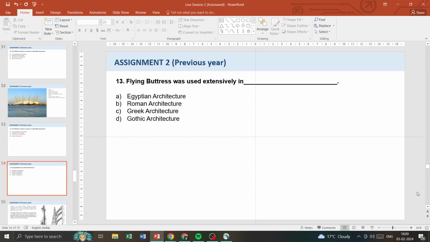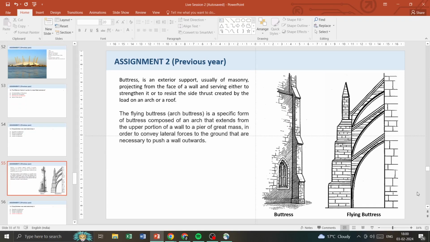Flying buttress was used extensively in Egyptian architecture, Roman architecture, Greek architecture, and Gothic architecture. So I'll just quickly explain what is flying buttress. Buttress is an exterior support. It is usually made of masonry, and it is projecting from the face of a wall, and it serves to strengthen or to resist the thrust created by the load on an arch or a roof. So basically the load that is being created on the wall by a roof or an arch, to transfer that load more effectively, a buttress is added.